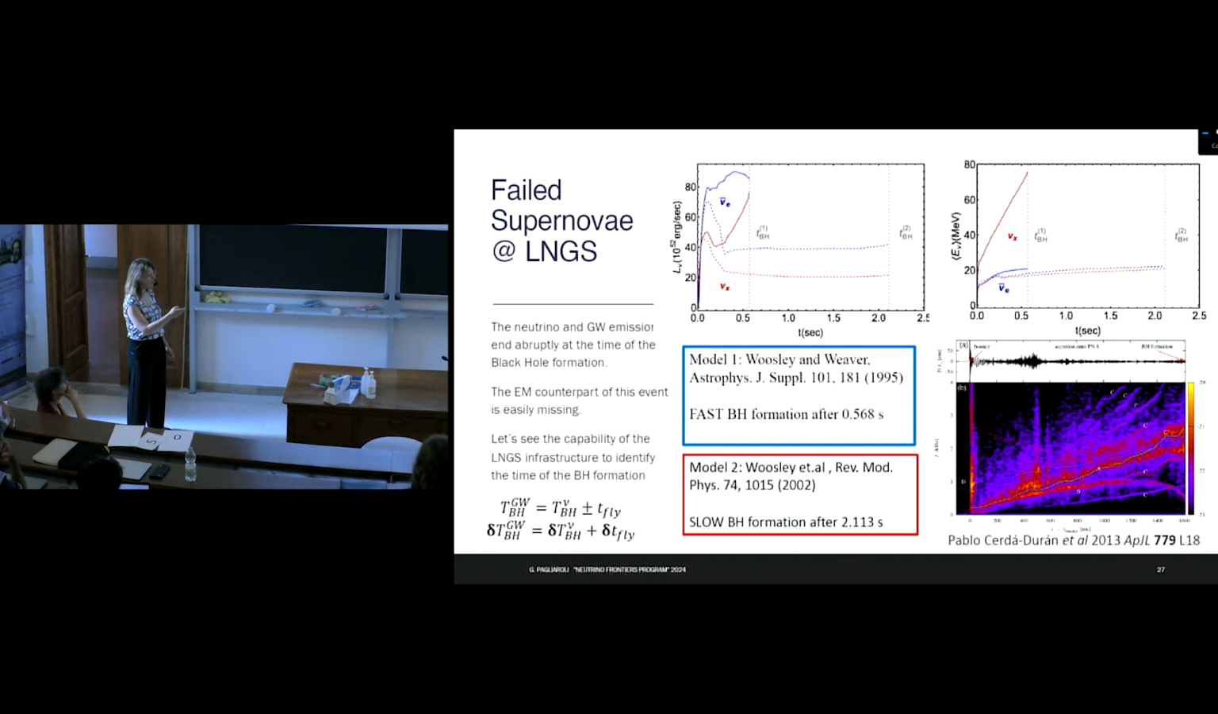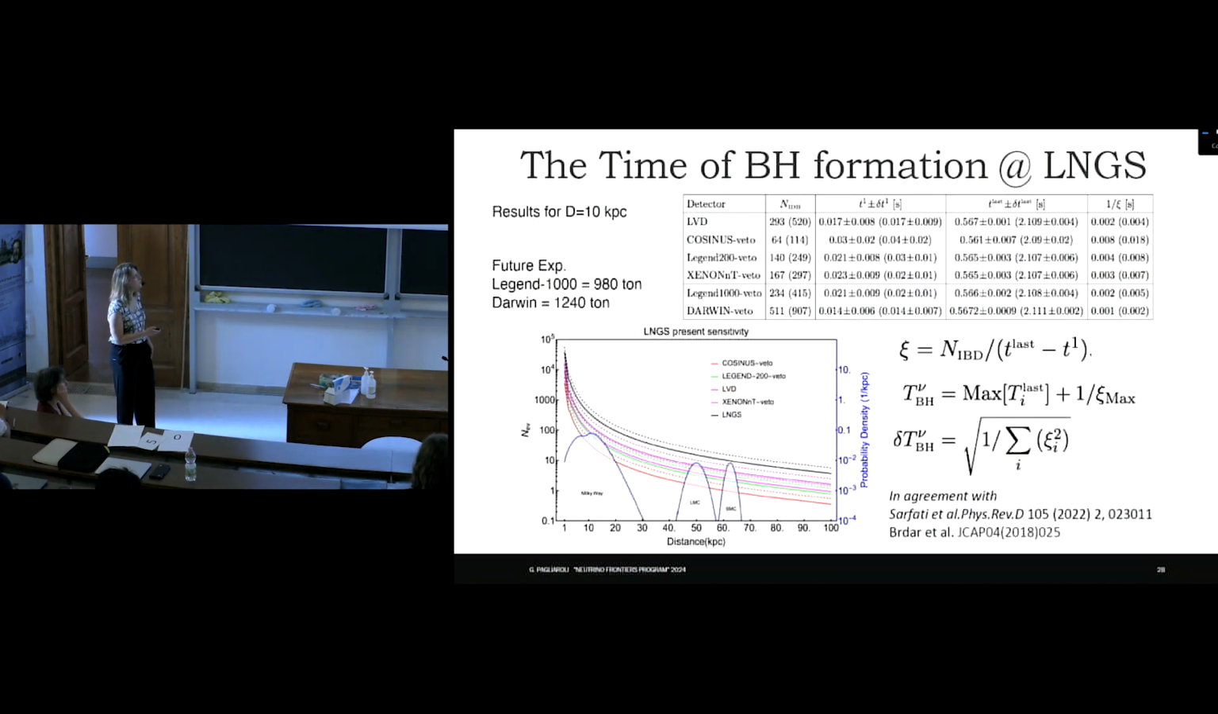So I used two different models. A fast black hole formation, where the black hole forms very soon, and also a slow black hole formation. And let's see what the capability is to recover the time of the black hole formation inside the neutrino detector in the Gran Sasso Laboratory. So we see this, this is the case of a supernova 10 kiloparsec away.